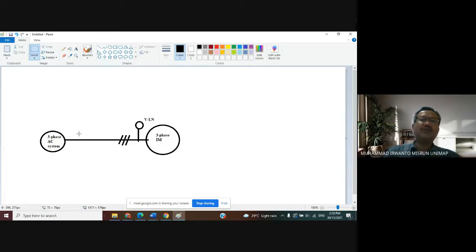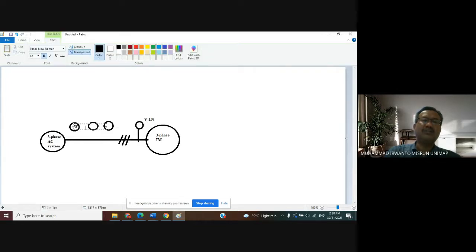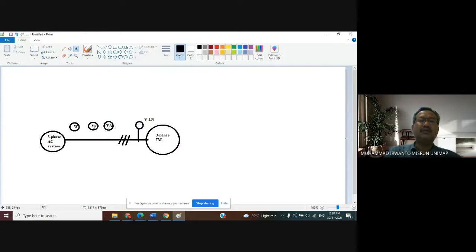And then we also want to measure the active power using a wattmeter. Here, for example, we want to measure the wattmeter, the PA meter, and the VAR meter. This is the wattmeter, this one is VAR, and this one is PA. Measure here.